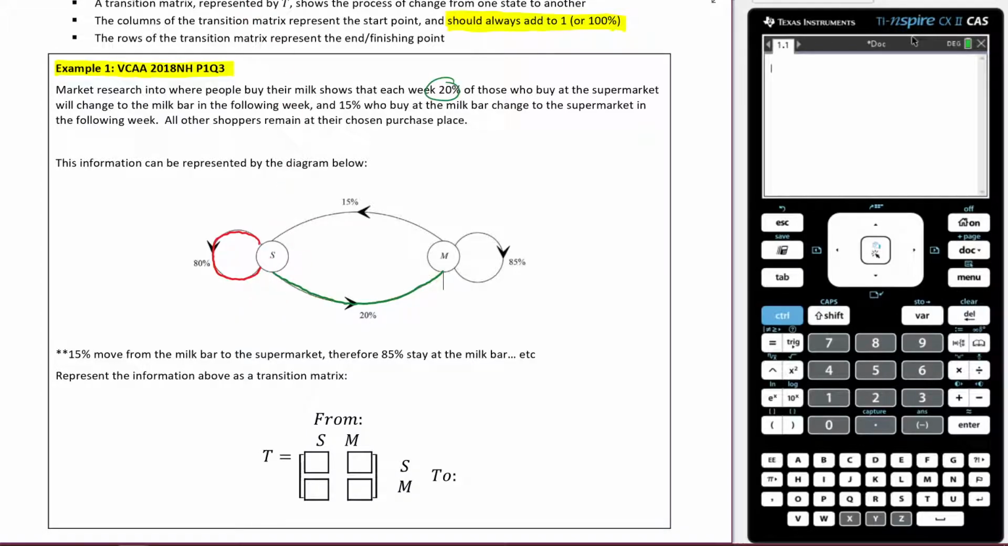Let's now keep reading. What else are we told? We're told that 15% of those who buy at the milk bar change to the supermarket in the following week. So those who begin at the milk bar, 15% of those are going to go to the supermarket. If 15% are moving from the milk bar to the supermarket, that means that 85% who attended the milk bar return to the milk bar in the following week, and that's exactly what this important line tells us here.